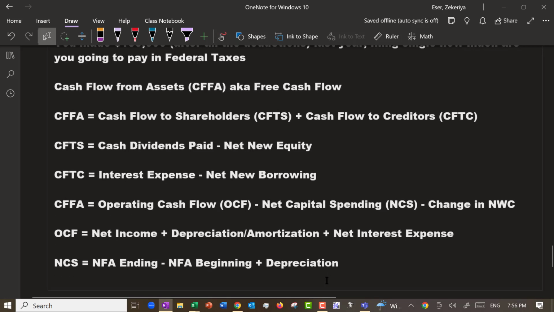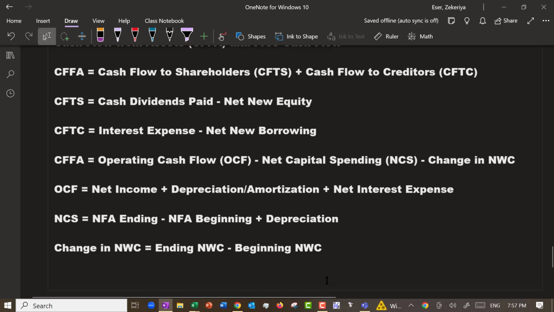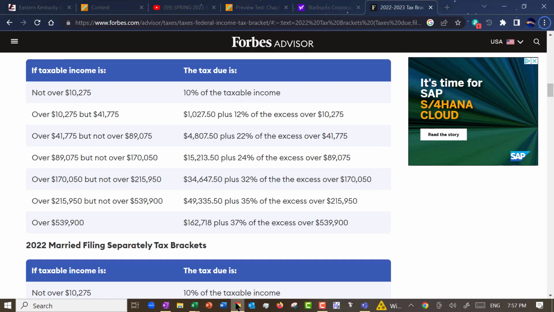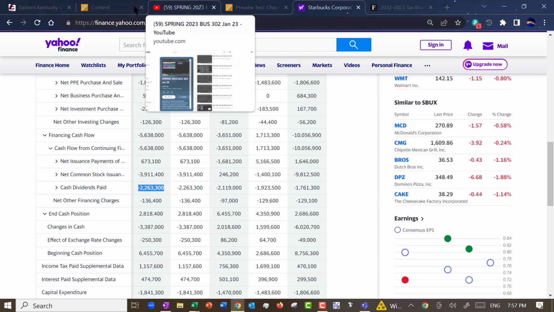And change in net working capital is simple. Ending net working capital minus beginning net working capital. Now, when we solve problems, keep in mind that you can calculate cash flow from assets two different ways, depending upon what's available to you. You're going to use either one. So let's do some problems, and I'll send you guys home because it's getting colder out there.